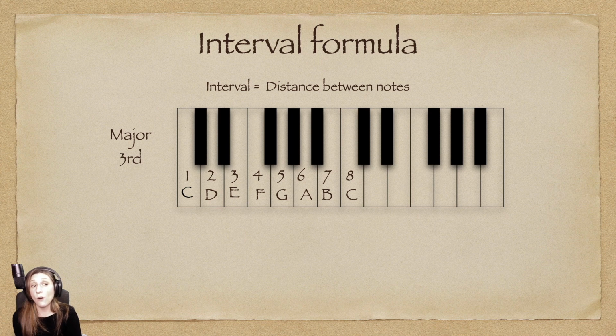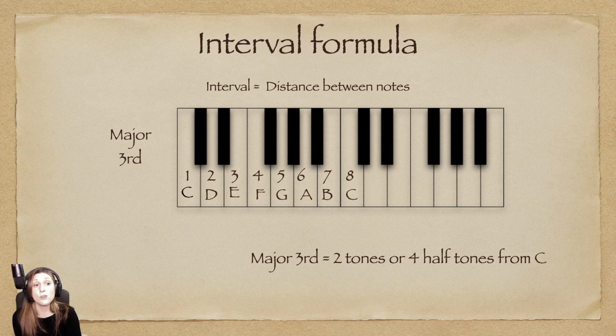Chords are formed combining major and minor thirds. So what's a minor or major third? To build a major third, we need a distance of 2 tones or 4 half tones from my starting note. In this case, I'm building the C major chord, so my starting note will be C. The major third is formed from C to E.